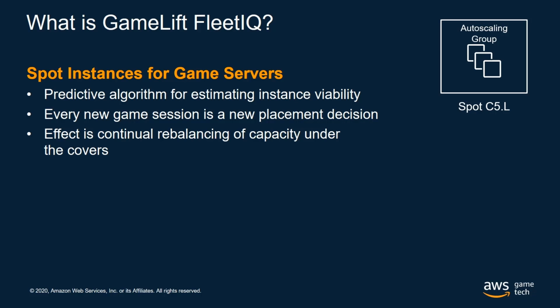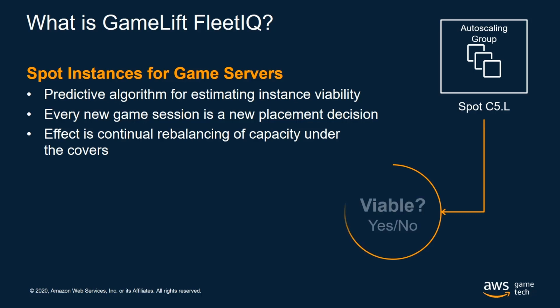And that 5 to 30 minutes allows us to create a prediction algorithm for all of the spot capacity that we're managing. That algorithm's sole job is saying, hey, if we placed a new game session on this instance right now, what is the probability that that instance might get terminated before the natural end of that game session? And we call that spot viability. If we think there's any probability at all that that instance might get terminated early, we say the instance is non-viable for game sessions and we wouldn't use it. We only place game sessions on what we consider to be viable spot instances.